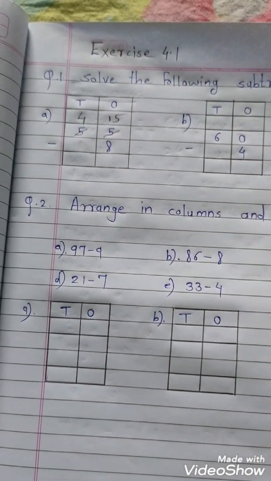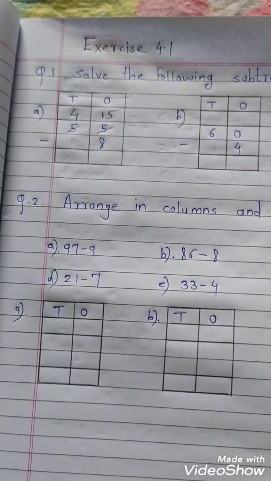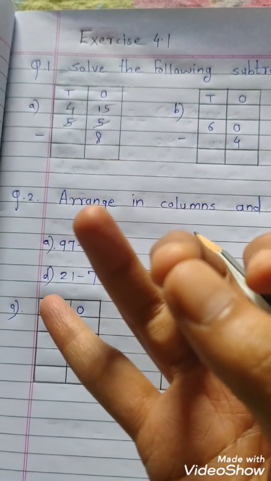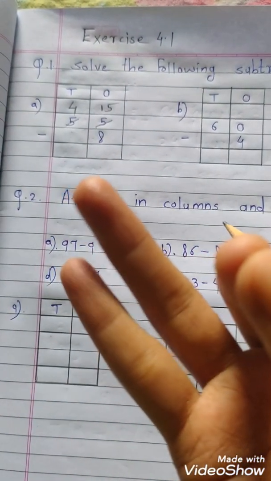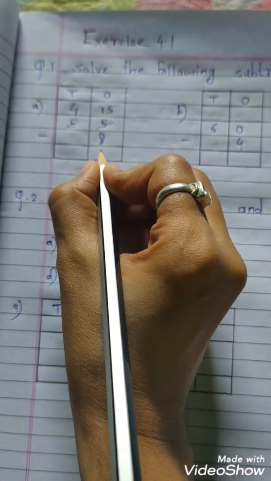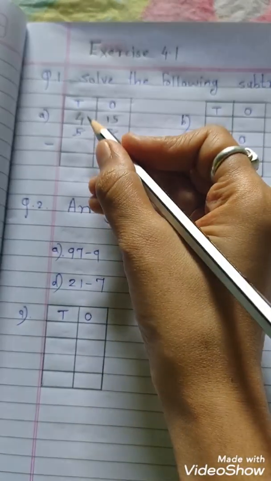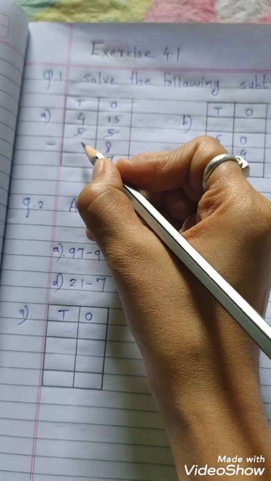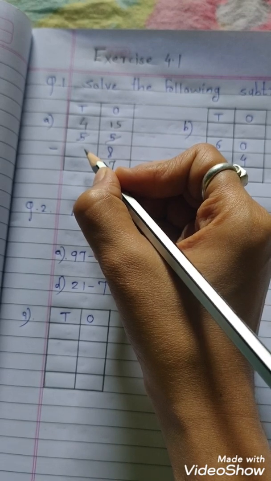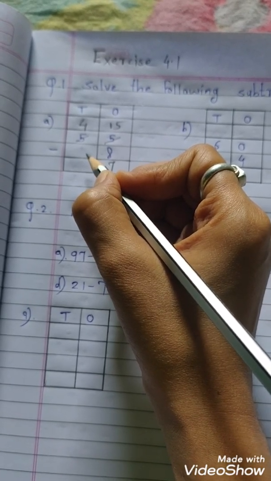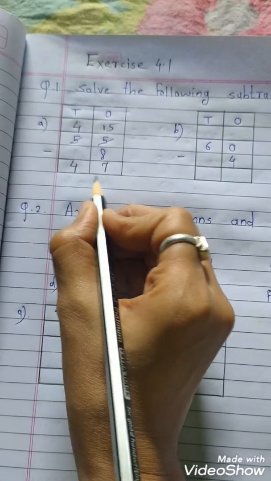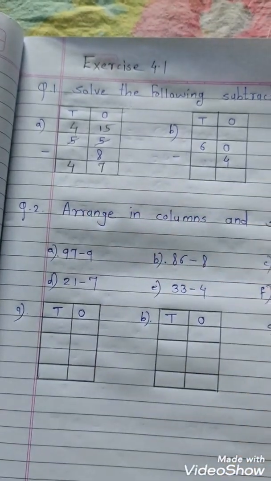So count after the small number up to the big number. After 8: 9, 10, 11, 12, 13, 14, 15. So how many are there? 1, 2, 3, 4, 5, 6, 7. So we will write 7 in the answer place. Now 4 minus nothing, so 0. As we have seen in the property, if 0 is subtracted from any number, the answer is the number itself. So the answer is 4 itself. So we got the answer 47.